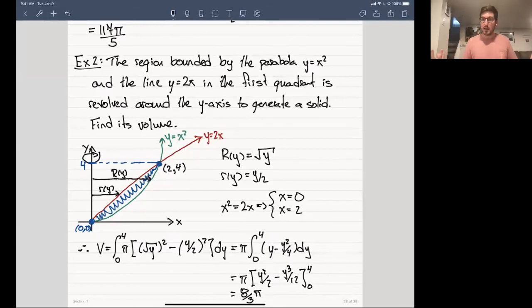But what is exciting is that now we have a new method at our disposal to not only create objects through these revolutions, but also calculate their volumes. So this is the method of washers.